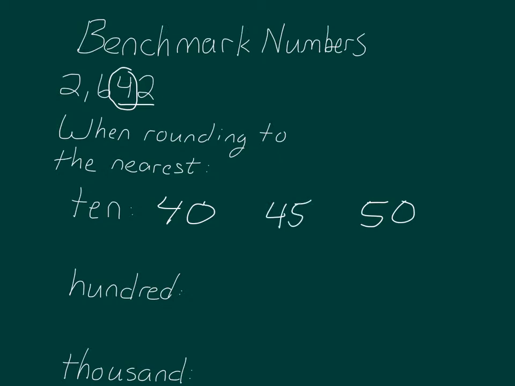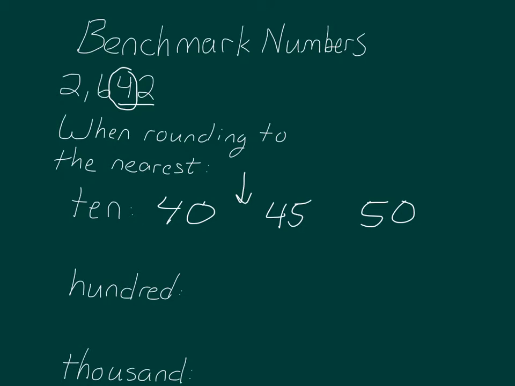So when I end up rounding 2,642, I know that 42 is in between 40 and 45, which means it's going to be closer to 40 than 50, which we're not worrying about that yet. I'm just worried about finding the benchmark numbers. So if I'm rounding to the nearest 10 on that number, it's 40, 50, and 45.